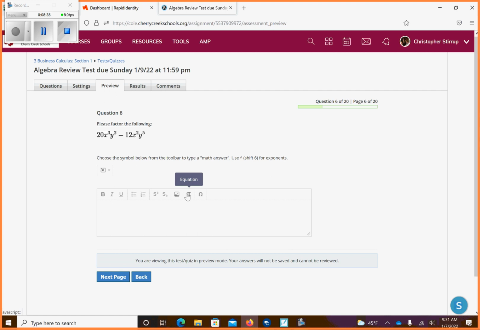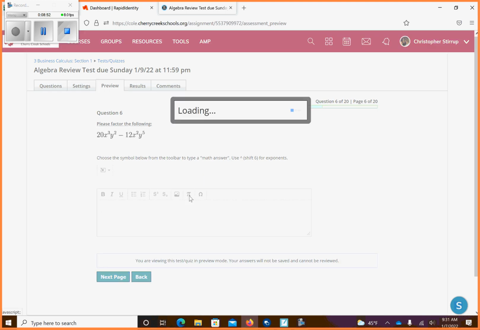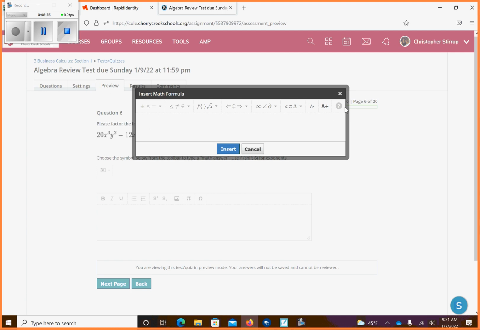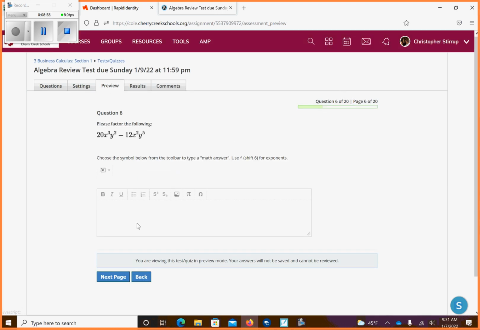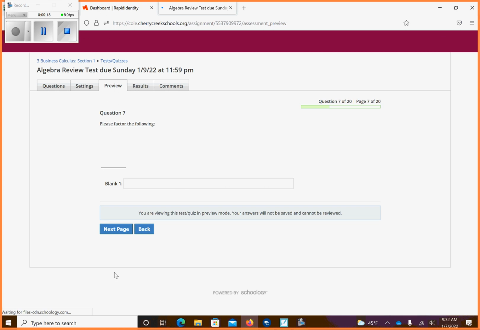It says choose the symbol below from the toolbar to type a math answer. I don't have the toolbar necessarily there, but under the equation there are things that you could plug in. I don't know if you would necessarily need to do that. On this one, you would say, okay, I could factor a 4 out, I could factor an x squared out, things like that. It says use shift 6 to make it an exponent. That's not the exact answer, but that's what would take place.